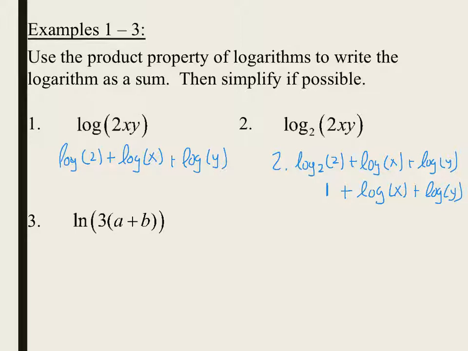In our last one, we just have the natural log of 3 plus the natural log of a plus b. Notice here we do not distribute the 3 inside the parentheses. It doesn't make any sense. So in this case we just have the natural log of 3 plus the natural log of a plus b.